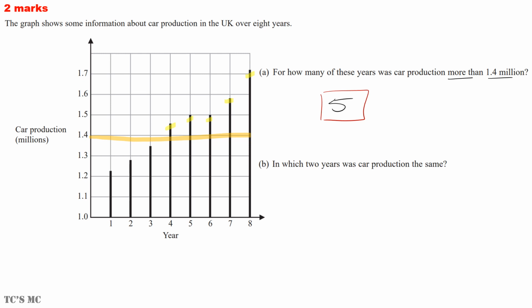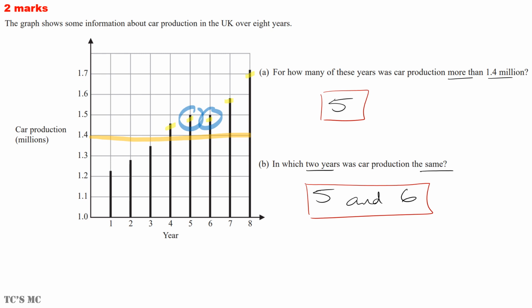Part B. In which 2 years was car production the same? Now we need to find the 2 lines that have the same height. We have this one and this one. For our second mark, we just need to write 5 and 6. And now we have 2 marks altogether.